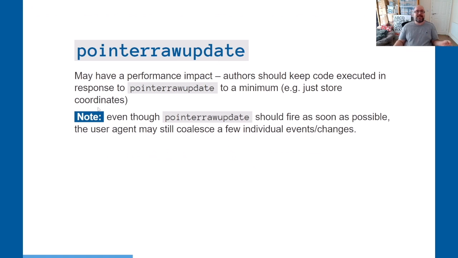Now, Pointer Raw Update may have a performance impact. Authors should keep the code that they're executing in response to Pointer Raw Update to a minimum. Generally, you just want to store the coordinates of that particular Pointer Raw Update if you're tracking it. And note that even though Pointer Raw Update should fire as soon as possible, the user agent may still coalesce a few individual events and changes if they are extremely fast, faster than the update rate of Pointer Raw Update.